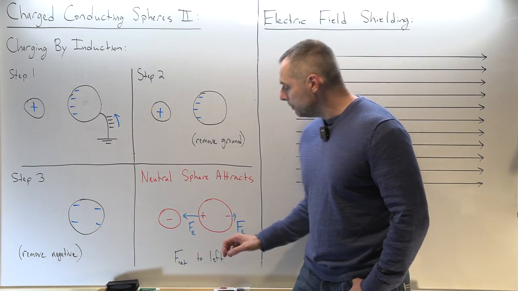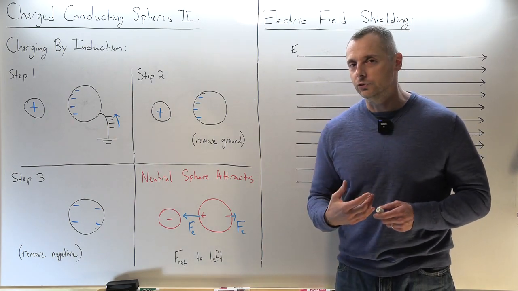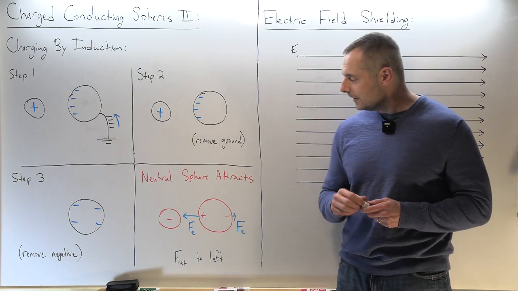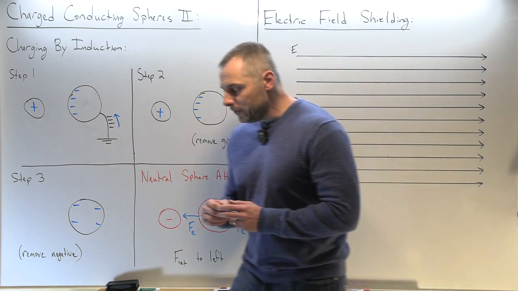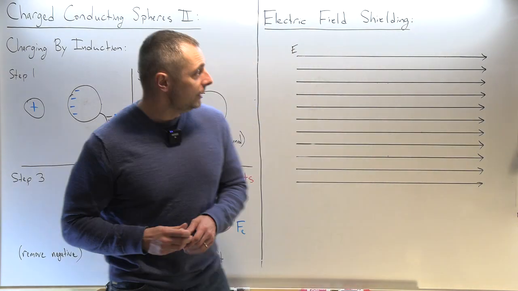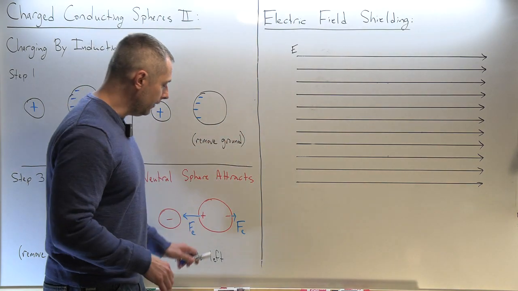Same thing would happen with a positive here. It would attract the neutral sphere also. Okay, so another interesting thing about conductors. Okay, moving on here. You already copied this down. So again, you're not copying this down yet.